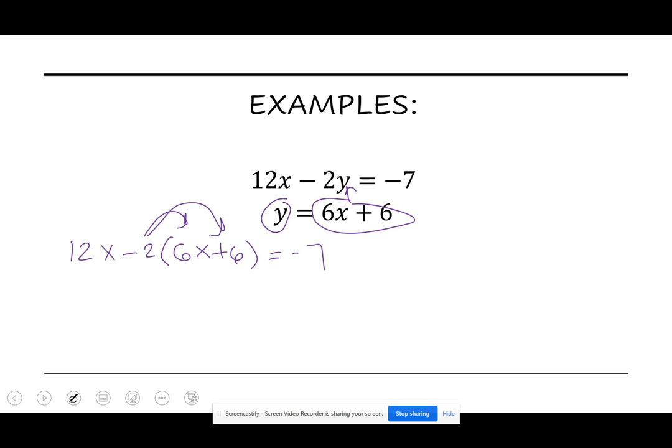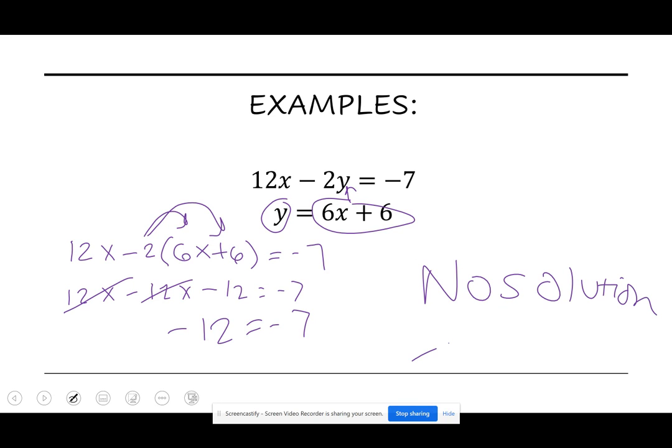I'm going to distribute in my negative 2. So we have 12x minus 12 equals negative 7. So now this one is one of our special cases. So we have 12x minus 12x, that goes away, that's 0. We're left with negative 12 equals negative 7. Since negative 12 does not equal negative 7, this is one that is no solution.